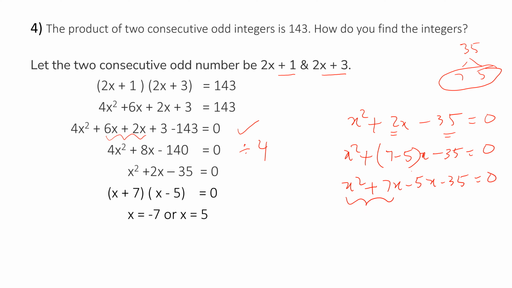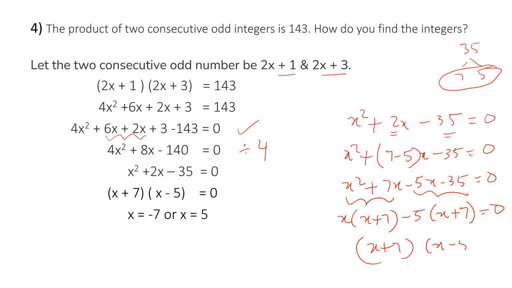Now from the first two terms take x common factor. And from the next two terms, minus 5 is the common factor. So again we are getting x plus 7 inside the bracket. So x plus 7 into x minus 5 equal to 0. Now x plus 7 equal to 0 means x equal to minus 7. x minus 5 equal to 0 means x is equal to 5.